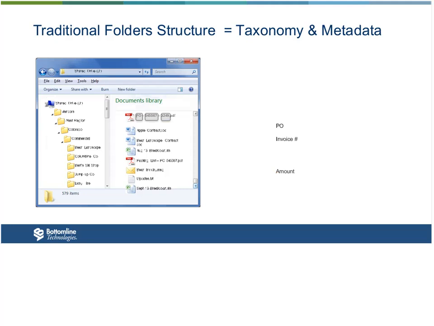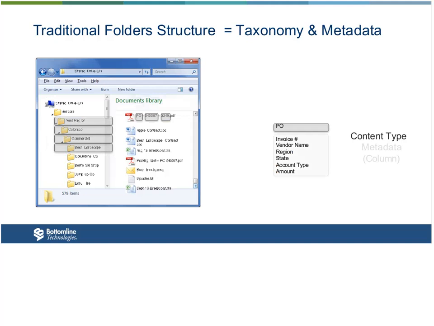Now, if we look back at the folder structure, I've got a vendor name. I've got an account type. I've got the state for this particular vendor. And I've even got the region for it. In the SharePoint world, the purchase order is referred to as the content type. It can be invoices, purchase orders, local menus of various eateries, etc. That's the content type. Within that content type, we have the aforementioned metadata.